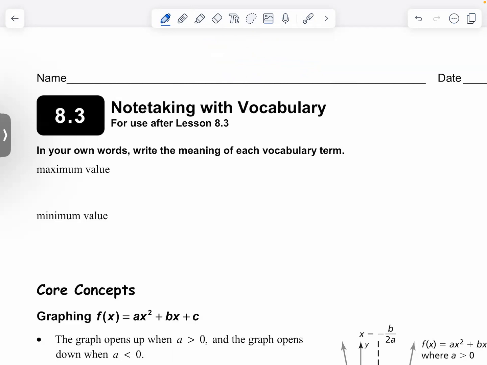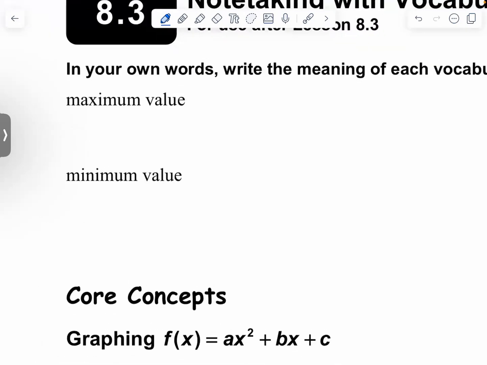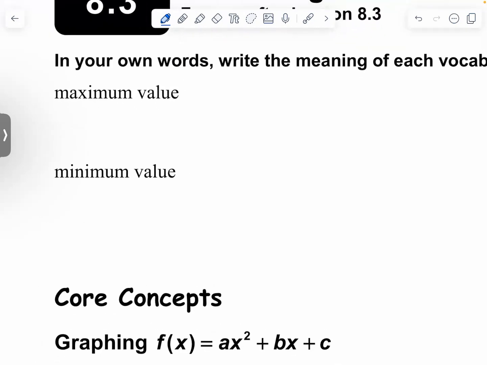So I want you to think of a parabola. A parabola can open up, it can open down. Which kind of parabola would give us a maximum value? If we had a parabola that opens upside down, we would have a maximum. And that maximum would be the y coordinate. It's the highest point, it's the highest y value.